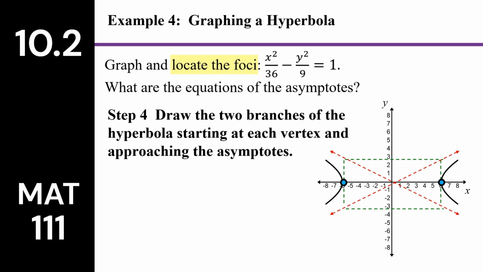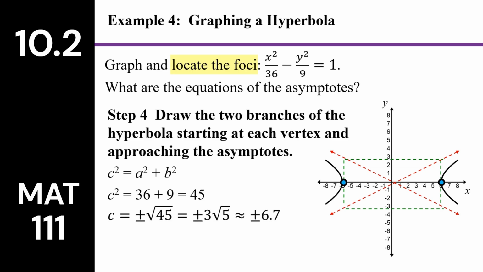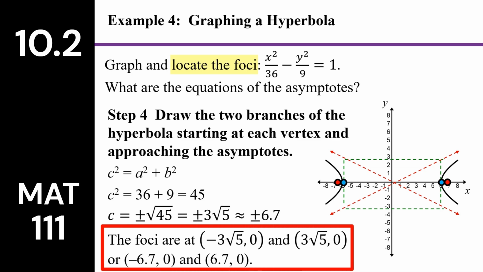We're also asked to locate the foci. To do that, we need to find c, so we'll use our c squared equals a squared plus b squared, where a squared is 36 and b squared is 9, and that adds to 45. So c is the square root, which simplifies to 3 radical 5 and approximates at 6.7. So the foci are shown here in simplest radical form and in approximate form.